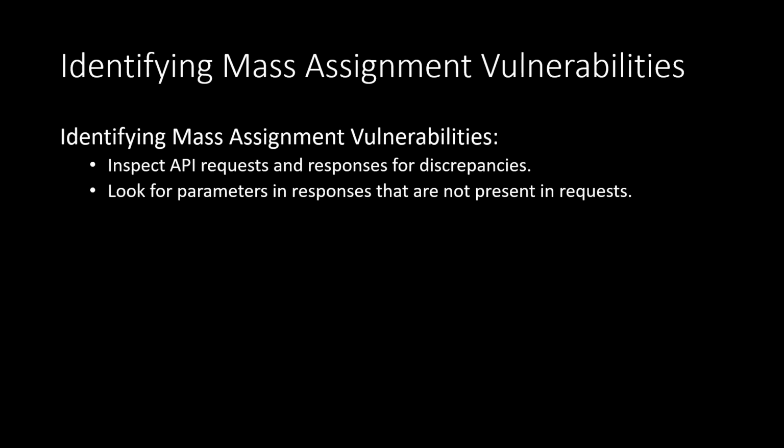To identify mass assignment vulnerabilities, inspect API requests and responses for discrepancies. Look for parameters and responses that are not present in requests, as these may be hidden parameters that can be manipulated. Understanding the application's data flow and structure is crucial for identifying potential vulnerabilities.